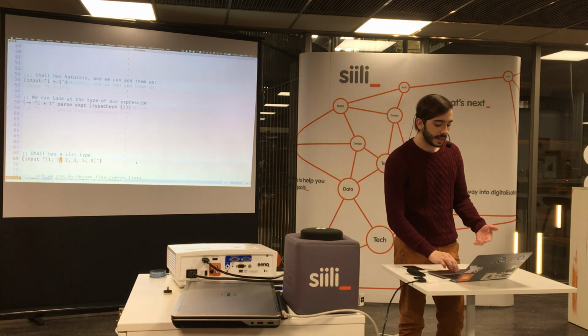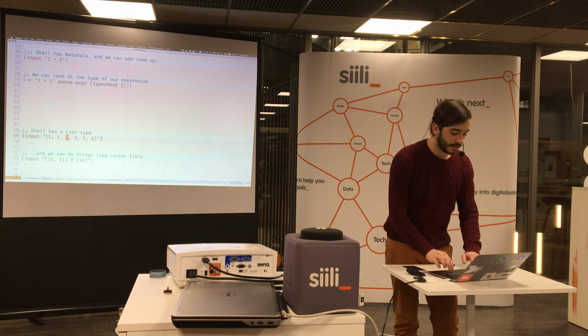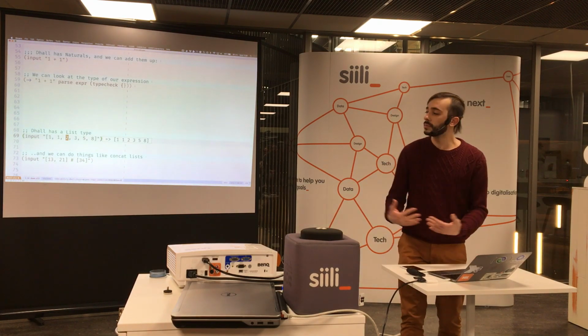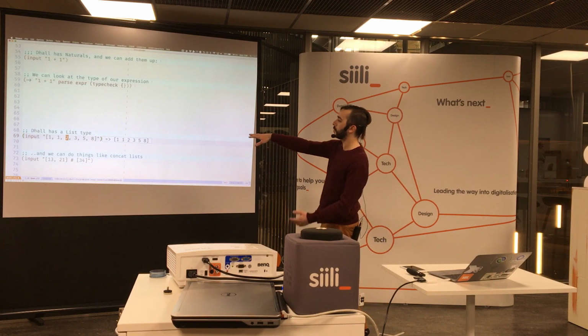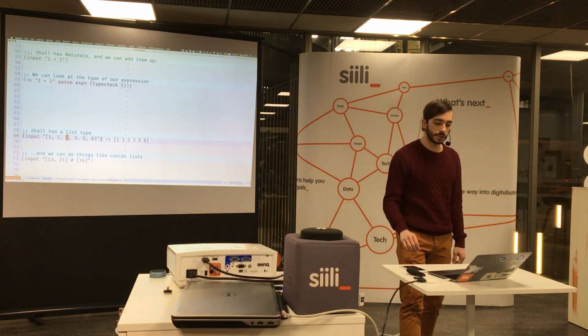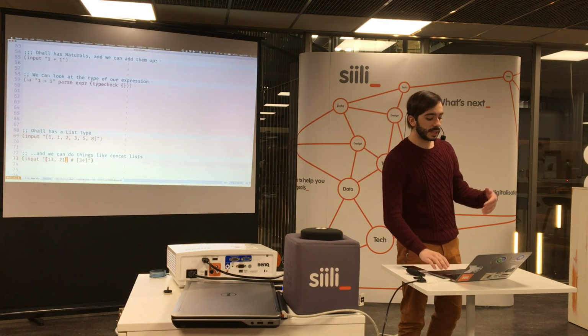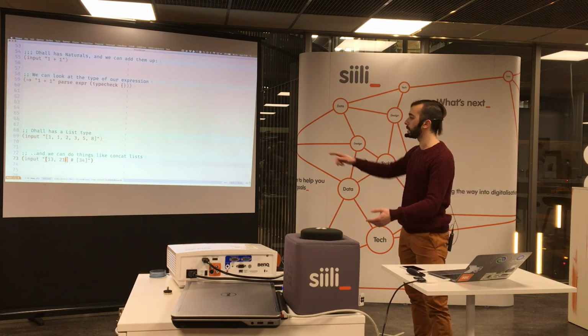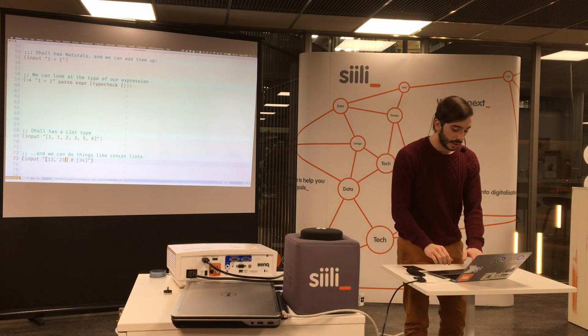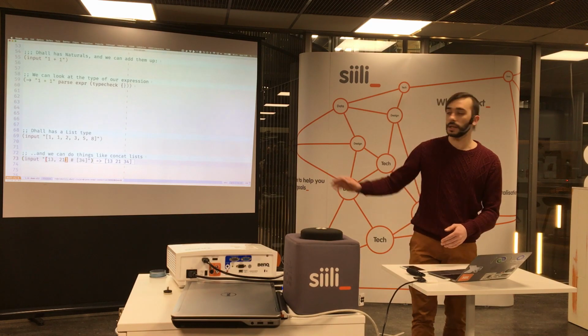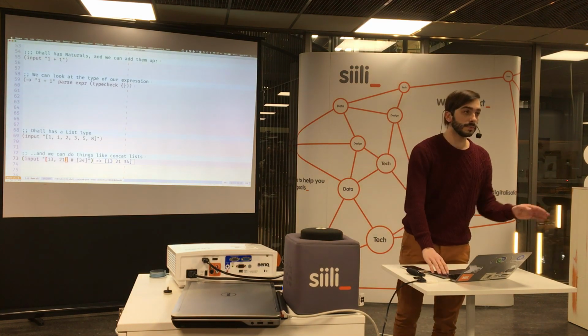Dhall has a list type. So here we have a list in Dhall, and then we read it into Clojure, and we get back a vector in Clojure. And then we can do things like concatenate lists in Dhall with that hash operator. So here we concatenate two lists, and we get back a Clojure vector. So that's cool.